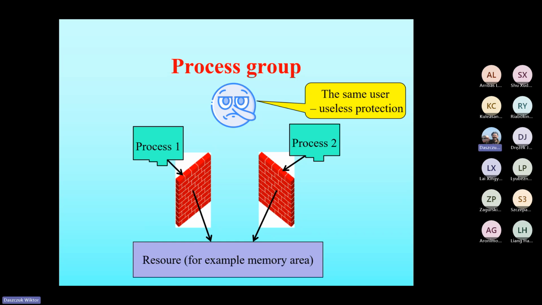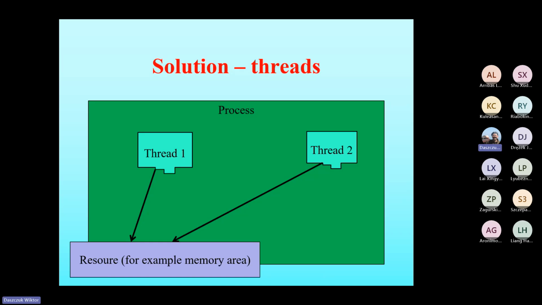And then they invented threads. Threads can use a common memory area, common resources located in this memory area, without asking the operating system for permission, because those addresses are available to the process as any other address inside the program.